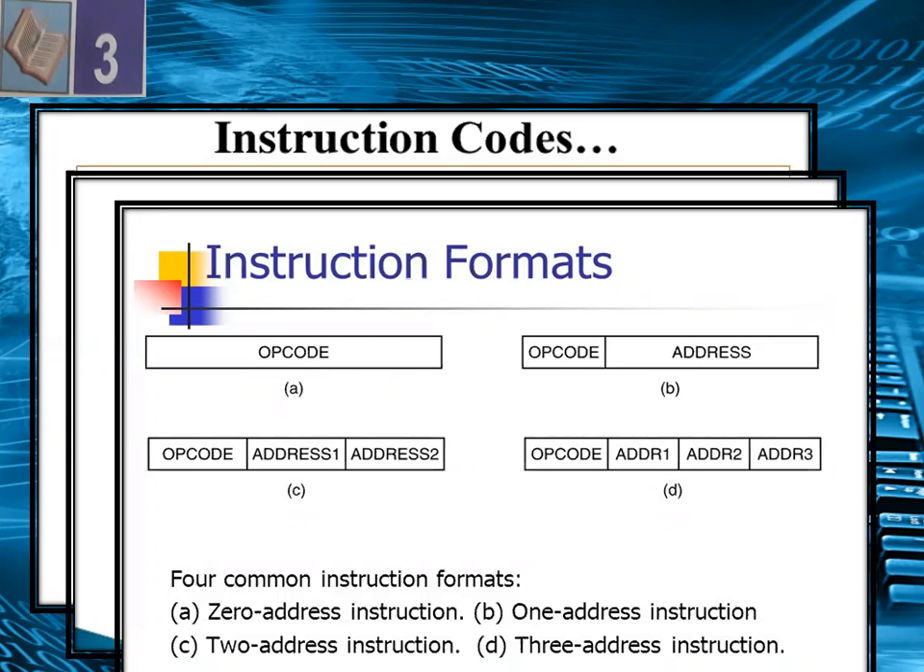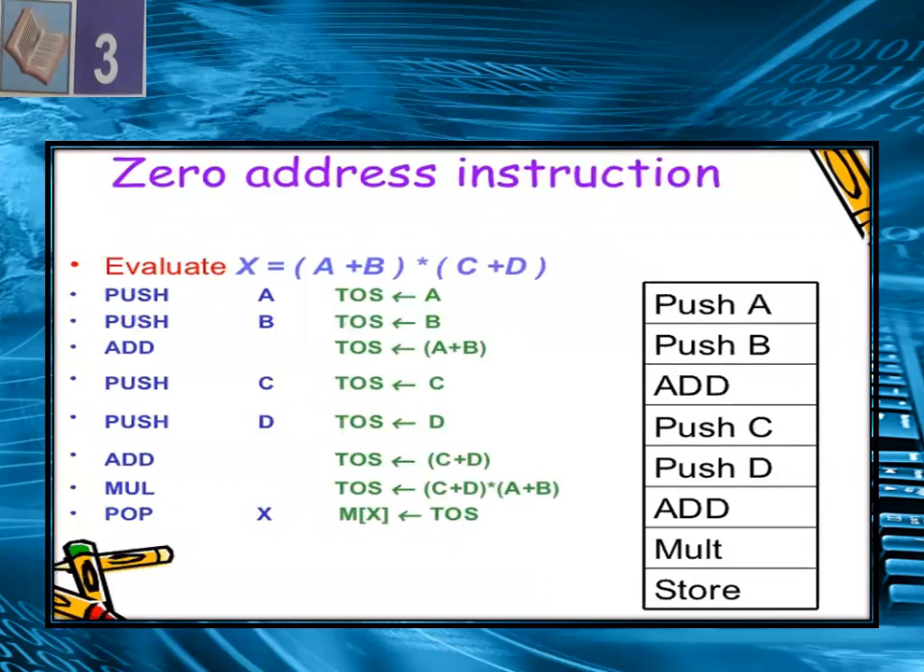Examples of the 0 address instruction are halt, stop, push, add. So here we have only 0 address, meaning push A, push B, add, push C. This is TOS, the top of stack, and with the help of add and push, we can work without any address. We are just giving the instruction. Okay, so this is the 0 address instruction.